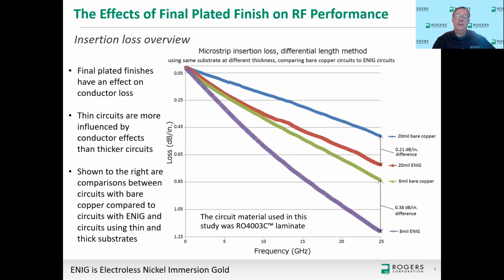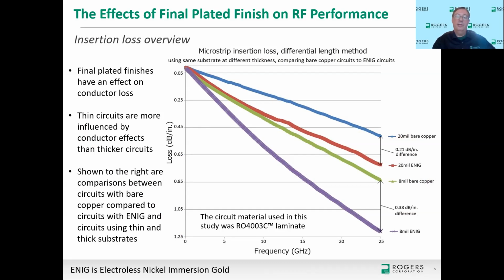And in the case of the thicker circuit, the 20 mil thick, that's the blue curve bare copper, red curve same circuit except with ENIG. There's a loss difference between the bare copper and the ENIG for a thicker circuit, 20 mils thick, of 0.21 dB per inch. If you do that same comparison on a thinner circuit, that's the green curve and the purple curve. There's a 0.38 dB per inch difference. So the thinner circuit made on 8 mil thick substrate is affected by the ENIG much more than the thicker circuit.